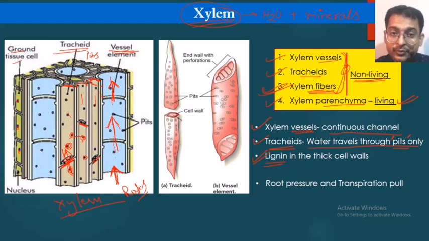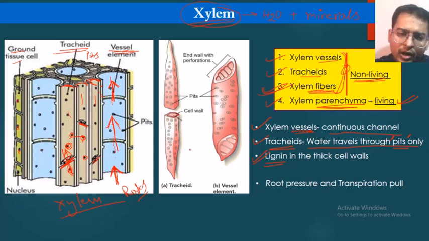For example, RBC in the humans, does mature RBC in the humans have the nucleus? It does not have the nucleus. So these xylem vessels, tracheids and fibers, they don't have the nucleus. But the xylem parenchyma is living, it has the nucleus.